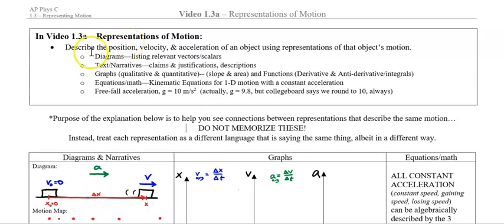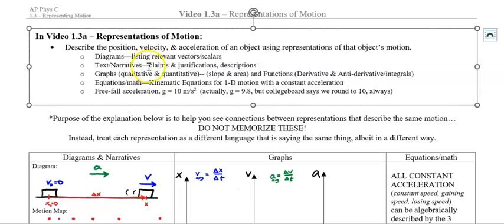So AP wants you to be able to describe the position, velocity, and acceleration of an object using various representations of that object's motion. So I listed a bunch below that are going to be common in Unit 1. For example, diagrams are going to be something we should be able to create, interpret, and transfer to one of these other ones, such as text and narratives.